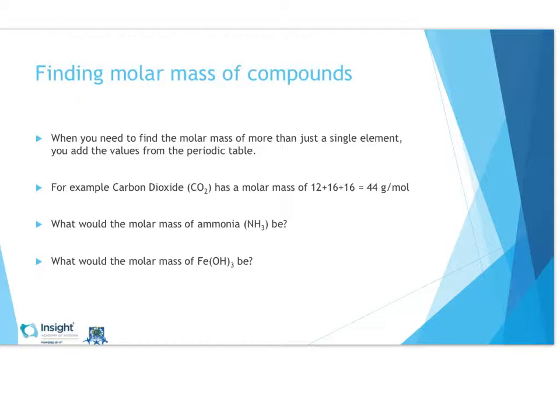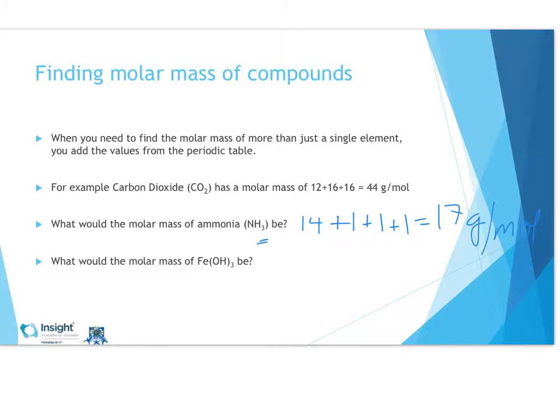Now that you have an answer to compare, these 2: nitrogen on the periodic table is 14 grams. So there's 1 nitrogen, so that's going to be 14. Hydrogen is 1 gram, but because of the little 3 here, I'm going to need 3 of those, which means that the mass of ammonia is going to be 17 grams per mole.